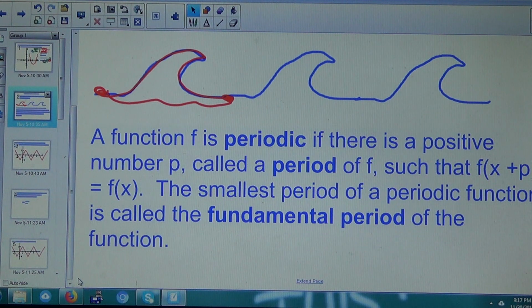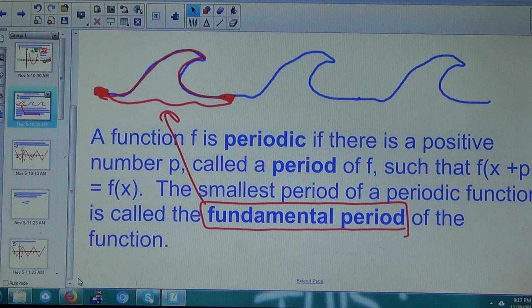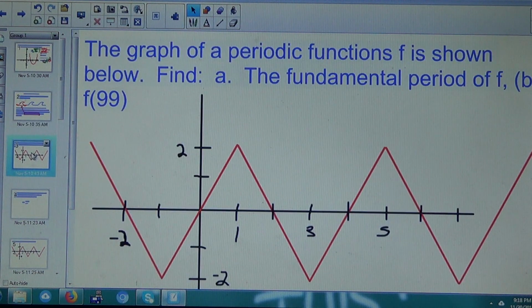The smallest period of a periodic function is called the fundamental period. This is a question that the book will ask us. What's the fundamental period of the function? So however long this distance is where it starts and stops, that is the fundamental period. Alright, so it says graph. The graph of a periodic function is shown below. Find the fundamental period of f.